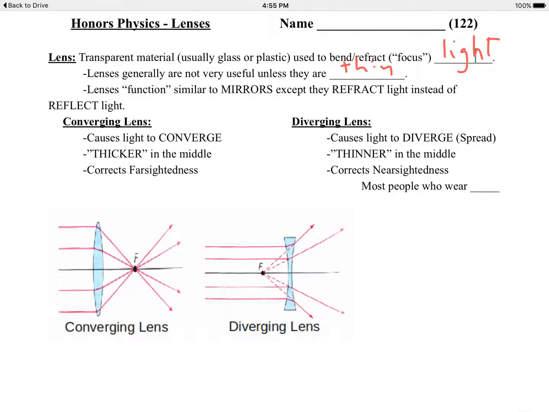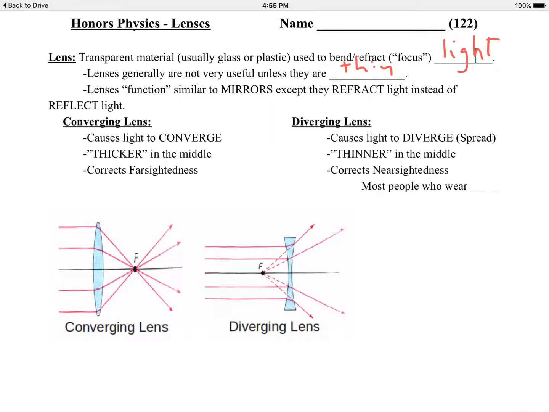Like mirrors, there's two types of lenses. There's converging lenses. They bring light together, like in this left picture, to a focal point. Or they're diverging lenses. Sometimes the diverging lenses are called negative lenses. The converging lenses are called positive lenses. But the diverging lenses disperse or spread the light apart.